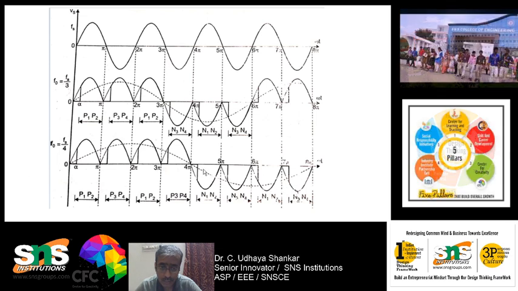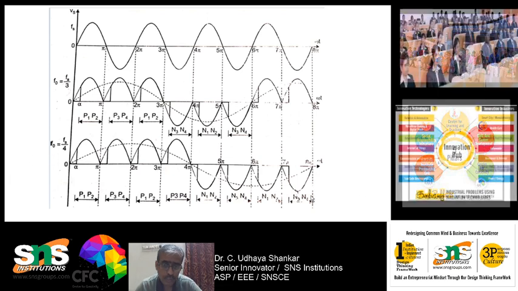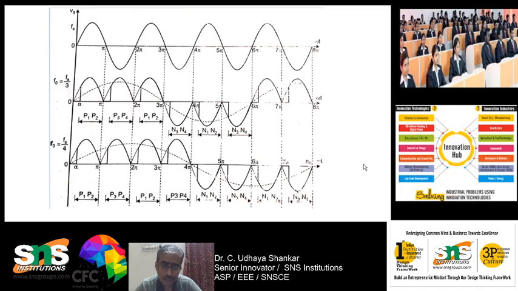You can see that it is taking until 4 pi. That's why the frequency is getting reduced. The time period is getting increased, so the frequency should reduce. Time period and frequency are inversely proportional. So you can see that by controlling the bridges' sequence and timings, you can get the output frequency changed.